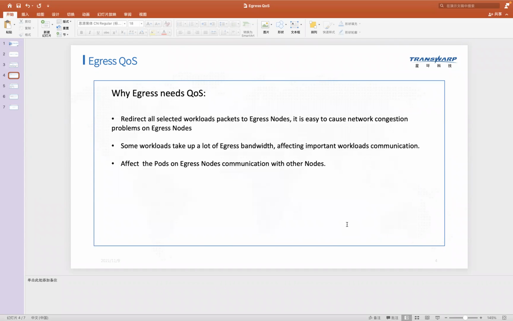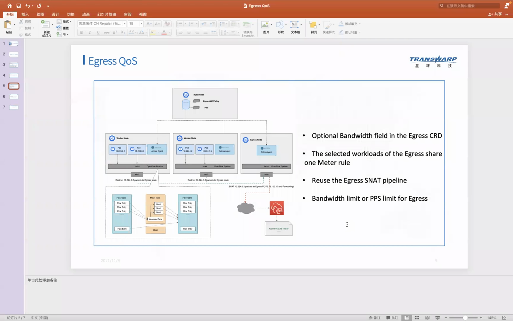So why does egress need queues? Redirecting selected workloads' packets to the egress node makes it easy to cause a network congestion problem on the egress node. And some workloads take up a lot of egress bandwidth, affecting important workloads' communication, and affecting the ports on the egress node communicating with other nodes. So we add an egress bandwidth limiter function.